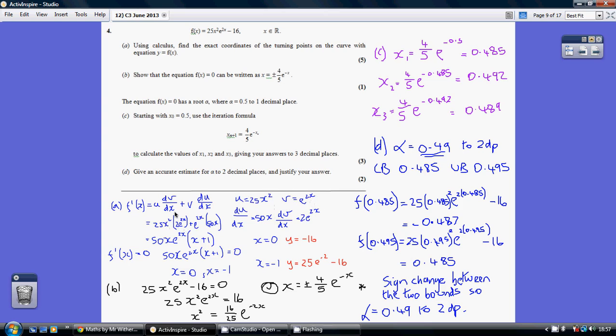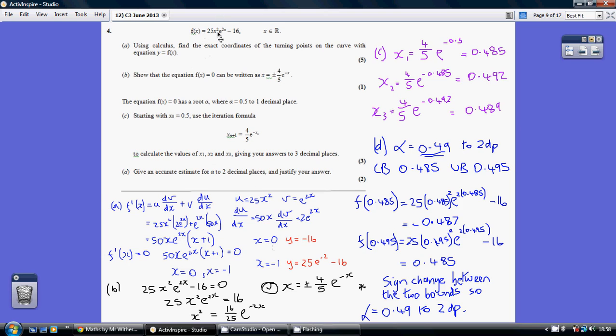Substituting these four into this, we get this, which we can factorize to this. Now at a turning point, the differential equals 0, so we solve this equaling 0. This is 0 when x is 0, this is 0 when x is minus 1. Now to find out our y values, we substitute our x values back into the function.